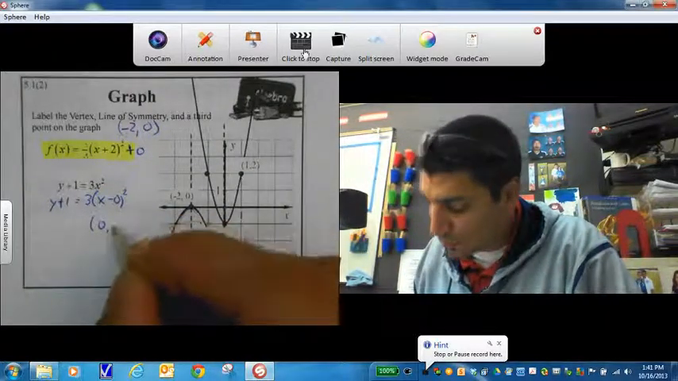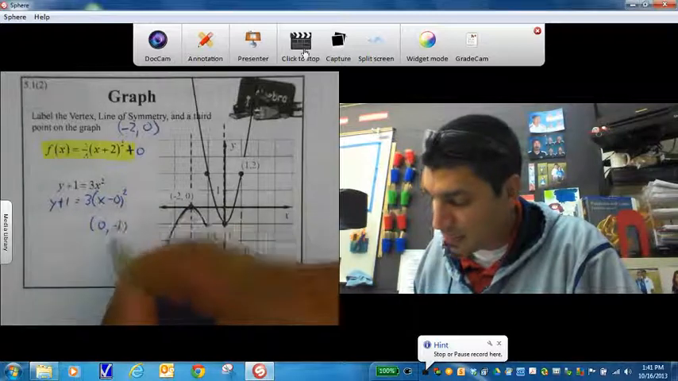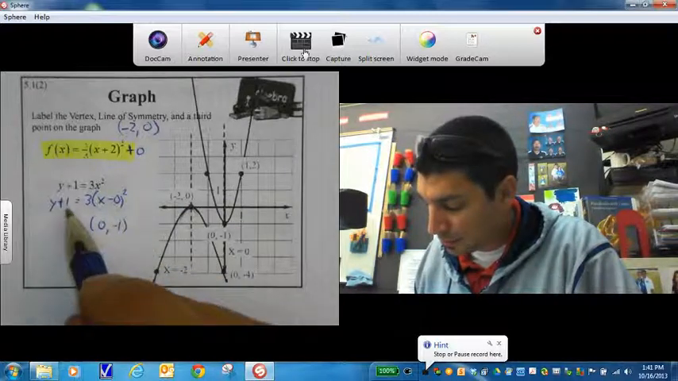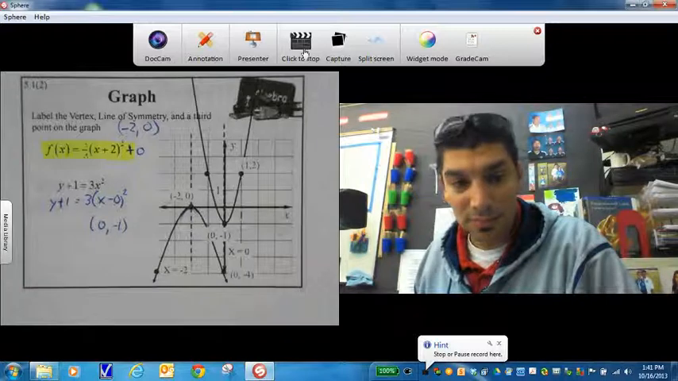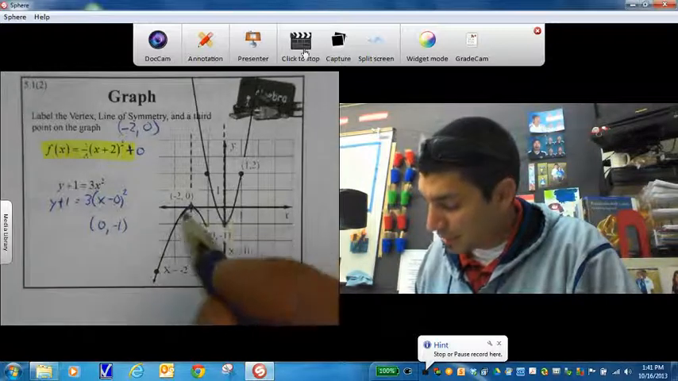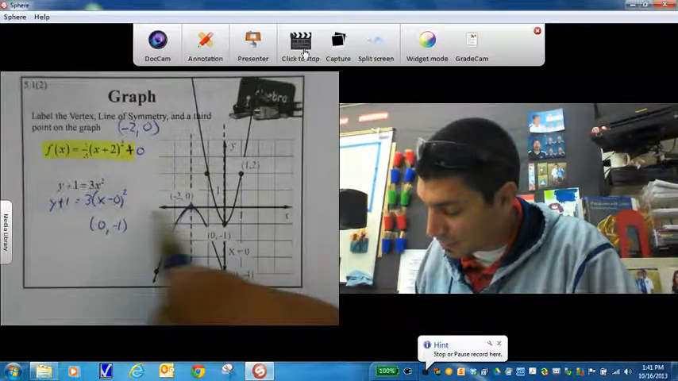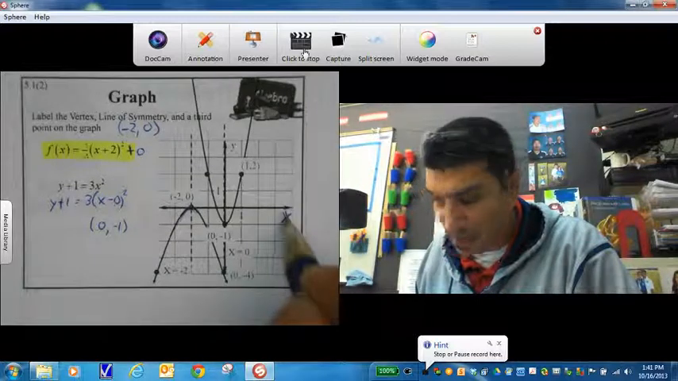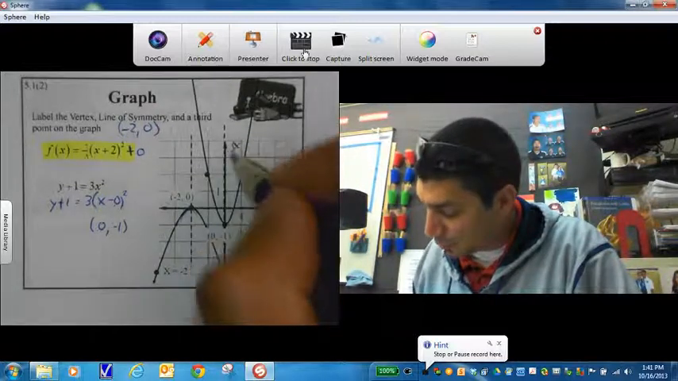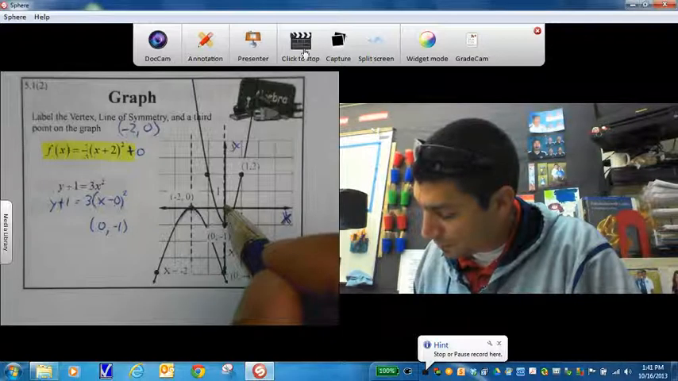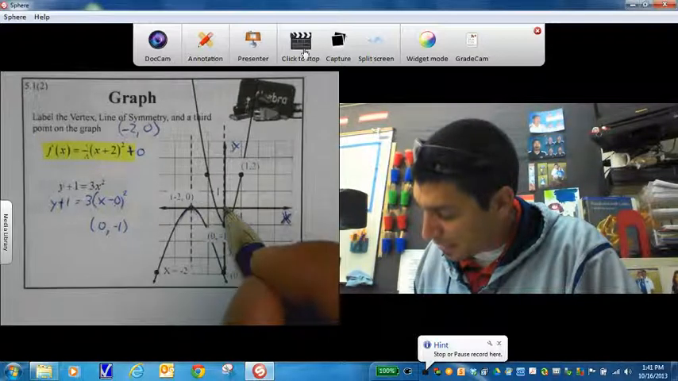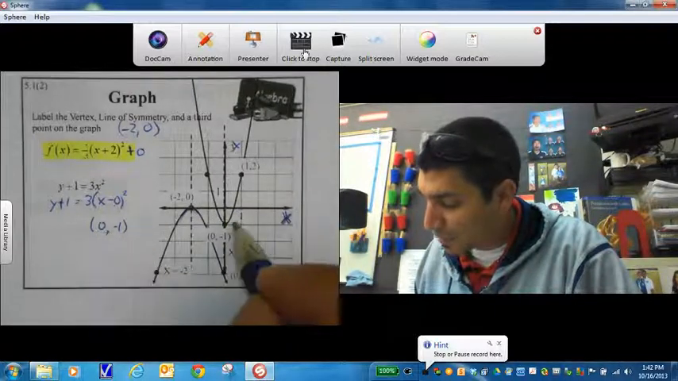Hopefully, you know the vertex is at 0, negative 1. Oh, opposite, opposite. 0, negative 1. What does that mean? I go 0 for my x. X is the first one. Don't forget, these are labeled here. X, and then this is labeled y. So I go down 0 to the left and right, but down 1. That's where my vertex is.